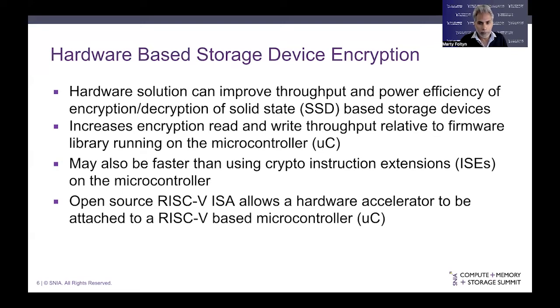This accelerator can improve the throughput and power efficiency of encryption and decryption. It can increase the encryption read and write throughput relative to firmware. It may also be faster than not only a firmware software library, but also firmware routines using crypto extensions. And finally, the RISC-V instruction set and ecosystem makes it easier to attach a hardware accelerator to a RISC-V based controller. And we'll see how to do that. Some of the options next.